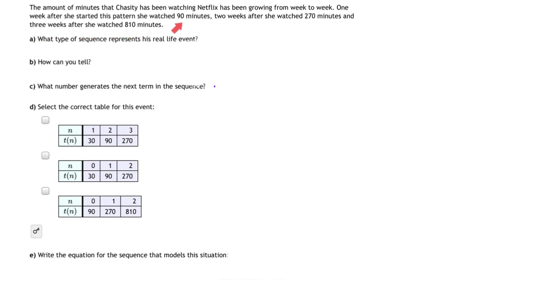Now notice these numbers, how it's growing. It was from 90 to 270, and then from 270 to 810. That number that it's going up by is not a constant rate. So therefore, we know this is not an arithmetic sequence. So if we're going to test and see if it's something else, we need to first see if it's geometric by checking out the multiplier. So let's try to see if we can do that first.